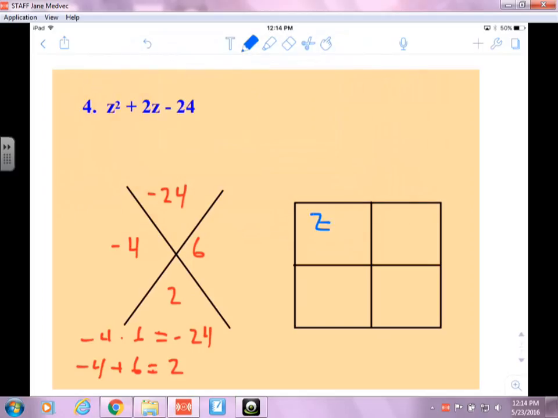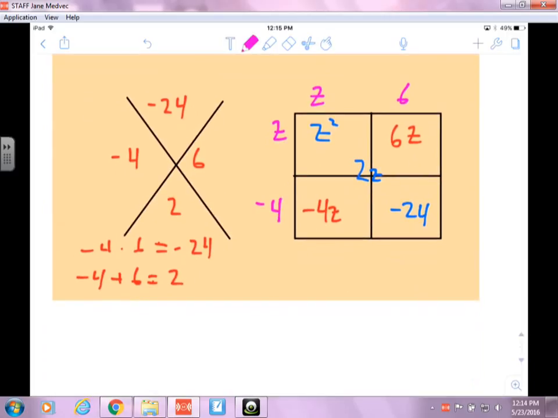I'm going to put z squared here, 2z, negative 24. What do I put in the boxes? 6z and negative 4z. Does it matter where I put those two? We can flip-flop them, can't we? Okay, what times what gives me z squared? Z and z. What times z gives me 6z? What times z gives me negative 4z? And does negative 4 times 6 give me negative 24? It does.